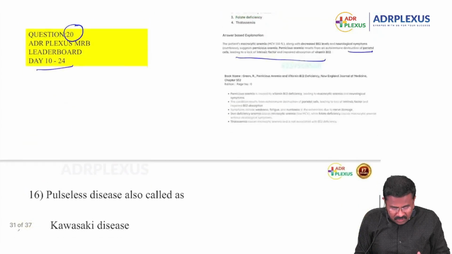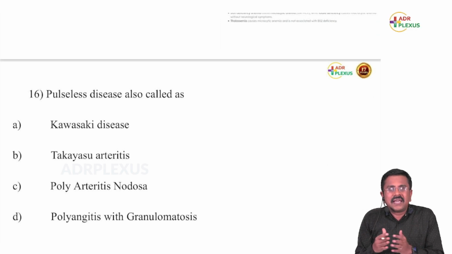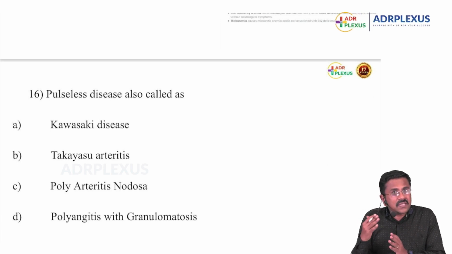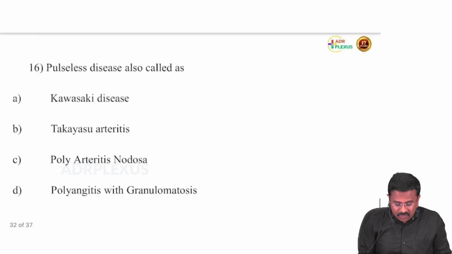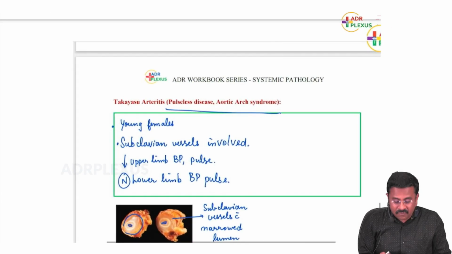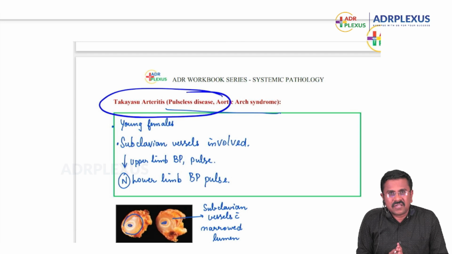Moving on to the 16th question. As you could see, these are all directly from our MRB regular series workbooks. The remaining three questions. The pulseless disease is also called as the AS. You can see from the screenshot from our regular workbook. So Takayasu arteritis is the pulseless disease. That is a very straightforward question.